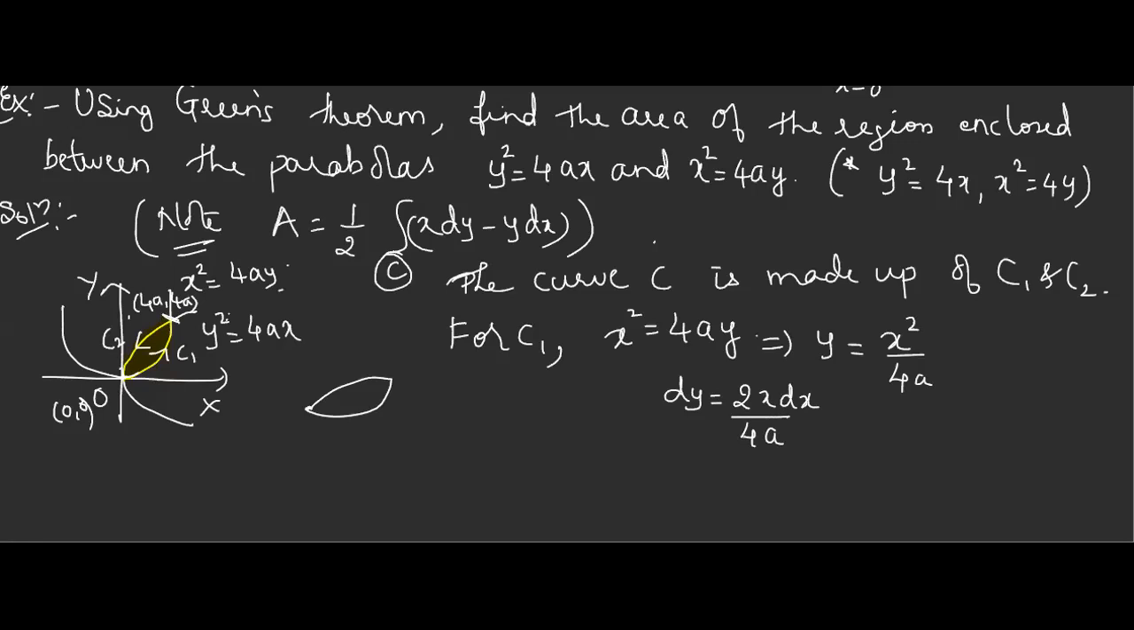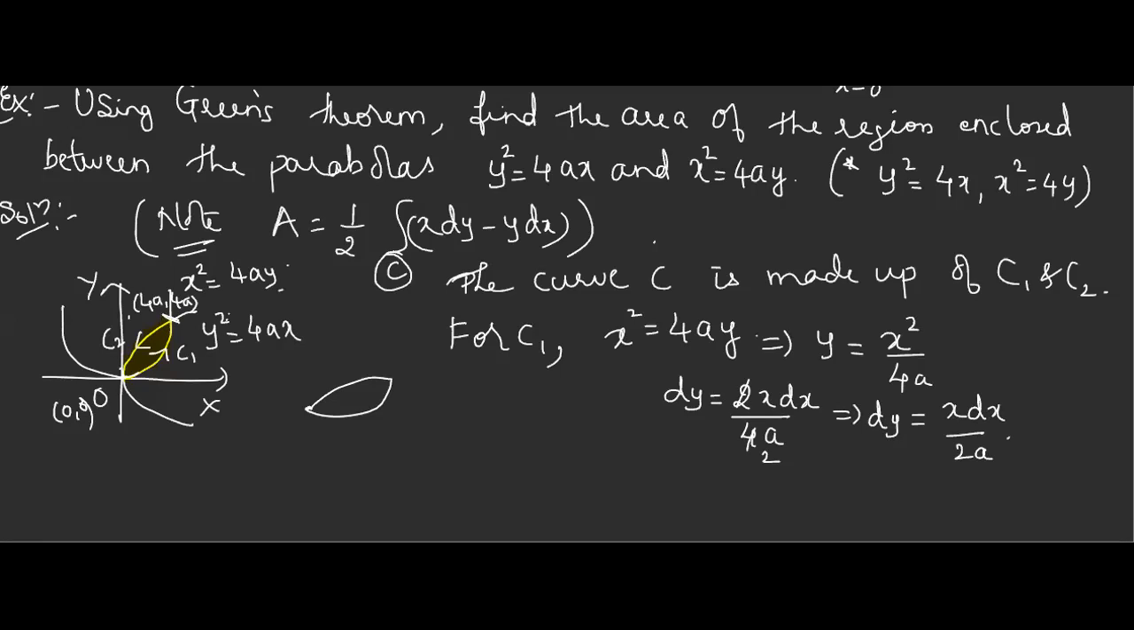Am I right? Okay. So what you'll get? So what is dy then? dy is x dx upon 2a, no? Am I right? What we are doing in C1 is converting everything in terms of x only. Okay, I'll tell you why when I take up the next part.